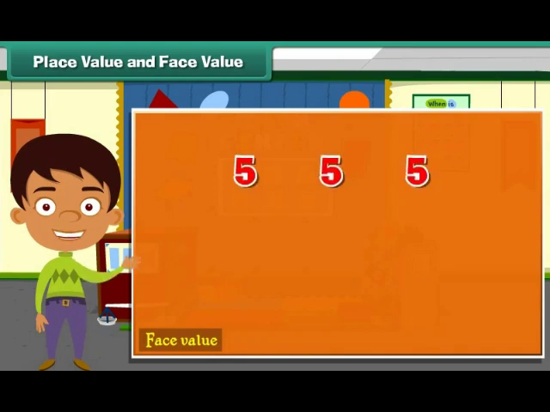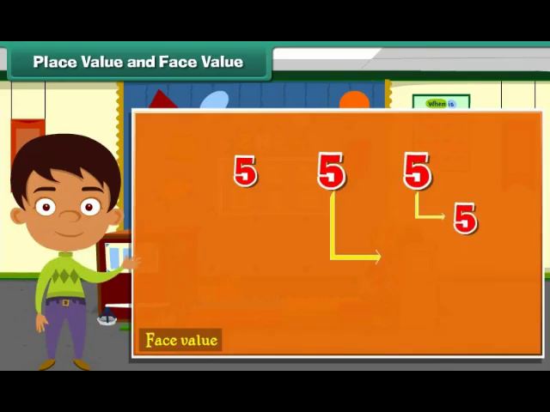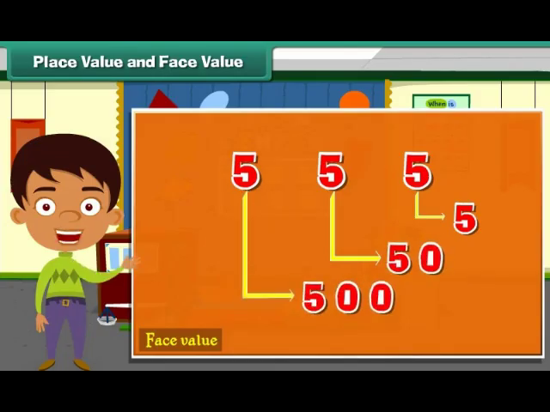Face value of a digit is the digit itself. The face value of the digit 5 in number 555 is 5 at each place, but the place value of 5 is different at each place. Moving from left to right, the values of the three fives in 555 are 5, 50 and 500.